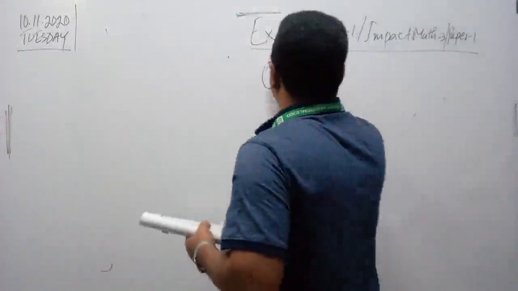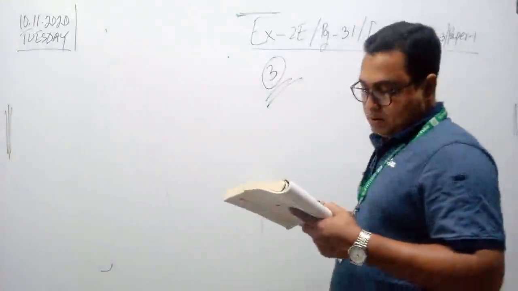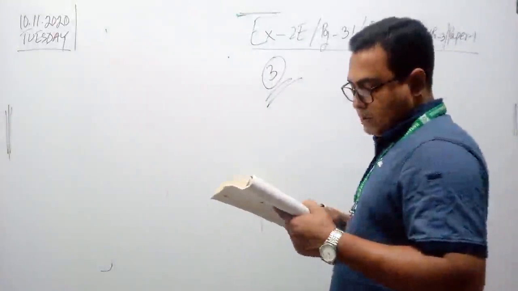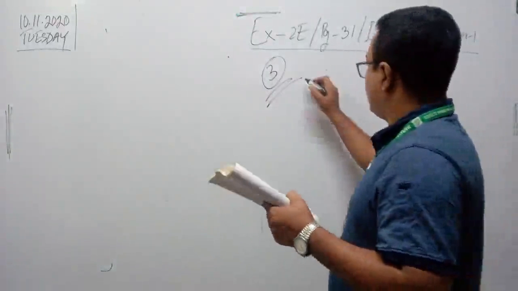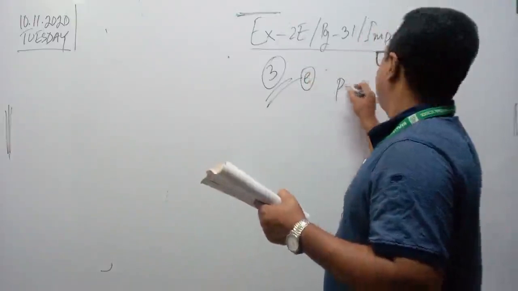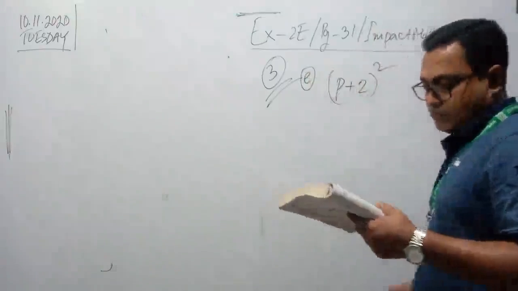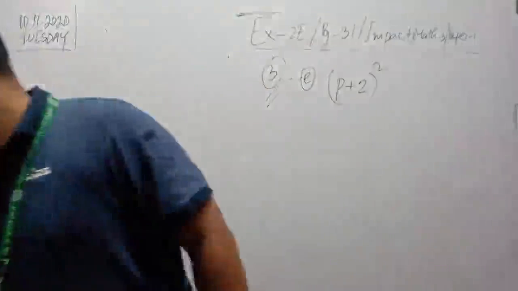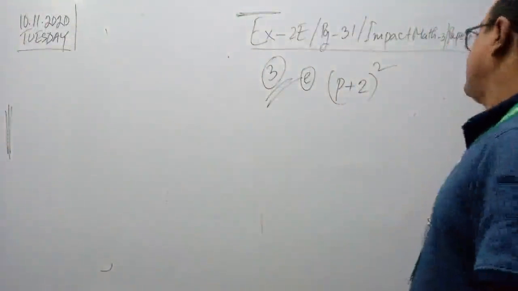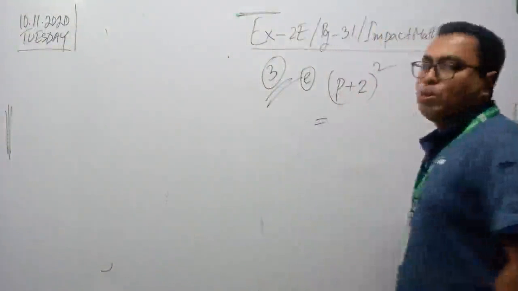One more method, then one more math we will solve from method 2. Then we will go for method 1. E, P plus 2 whole square. Question number E, we will solve this one using method 2. P plus 2 whole square.